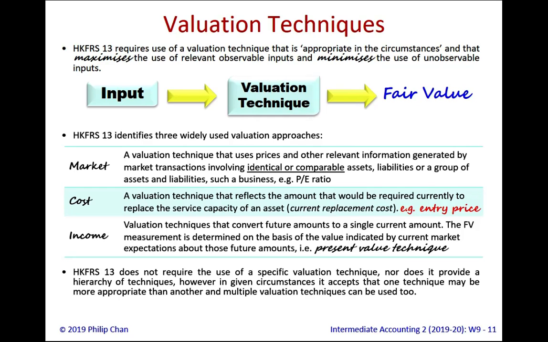So certain techniques are better suited to particular circumstances. For instance, an income approach or income technique is better suited to a service industry, whereas a cost-based technique may be better suited to a property company. It depends on circumstances, right? So that is basically the three techniques, and the standard did not specify which one is the best or which one is more preferable.